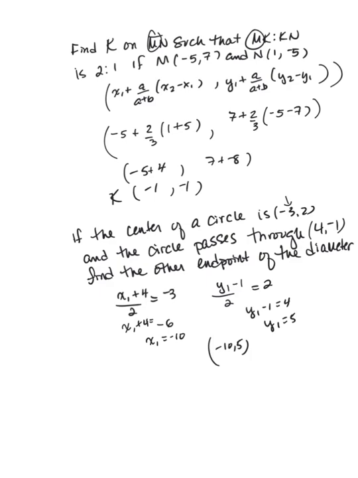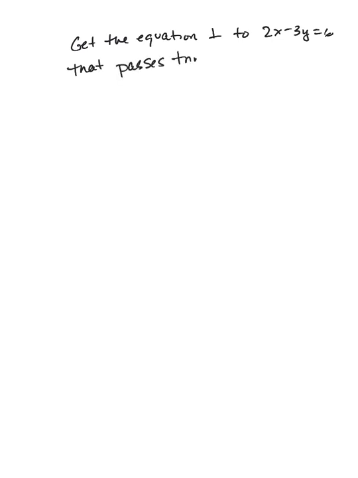Then prior to this, we learned about equations. We had to get equations perpendicular to lines, right? We had to get an equation through 2 points. Let's do perpendicular. Get the equation perpendicular to 2x minus 3y equals 6 that passes through whatever we want, doesn't matter, -3, 5. So number 1, we have to get the slope before we can get the perpendicular slope.